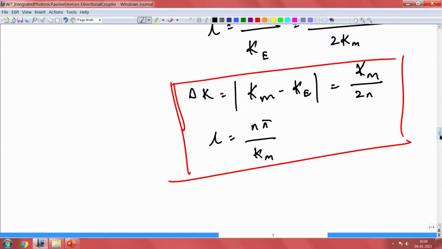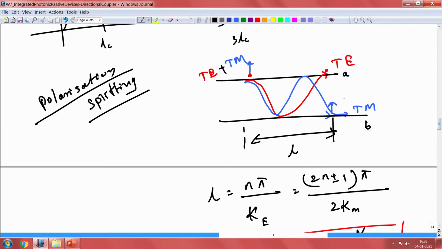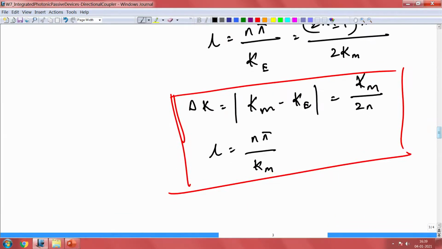If you remember, these are all two different waves propagating through the system. So, unless there is a propagation constant difference between these two propagating modes TE and TM, you will not be able to do this polarization splitting. So, what is required in order to establish this? You need to have birefringence for this.